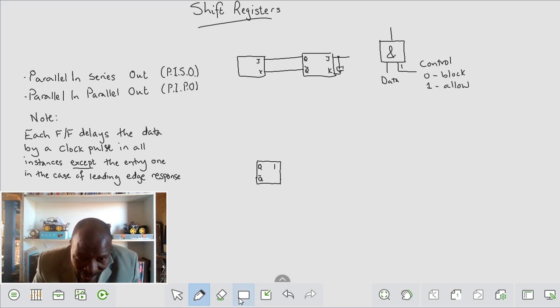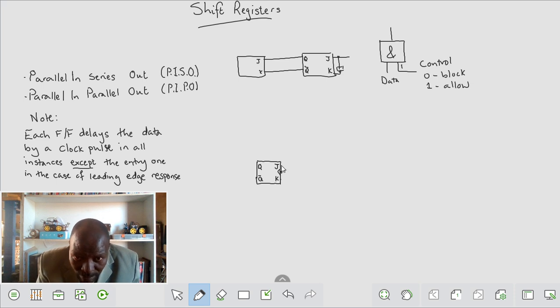Let me have a JK for a change. People will start to forget that it can be done with JKs. All right. Again, the clock can be, if it's a JK that is not a master slave, it will be direct. Let me use master slave for a change. Can't remember what I used last time, but let's use master slave anyway.